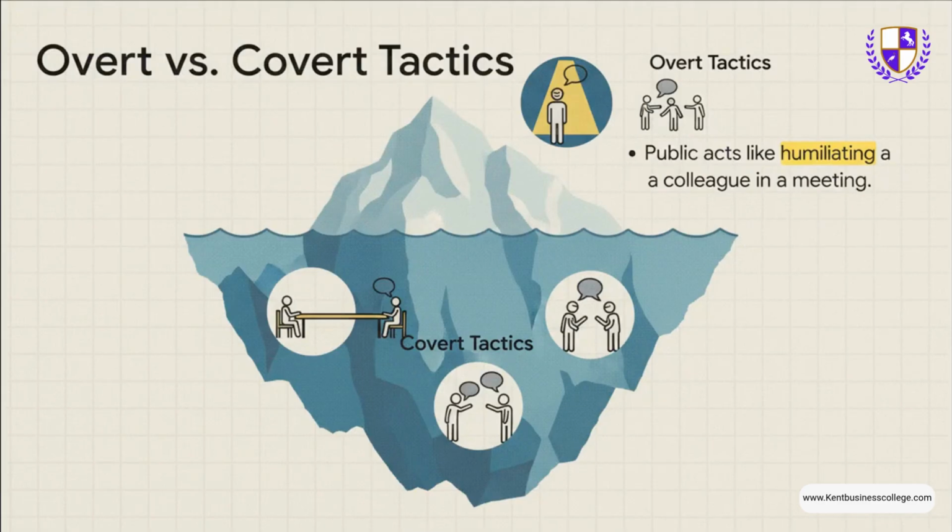We can also break this down into overt versus covert tactics. An overt act is public. It's designed to be seen, like humiliating a colleague right in the middle of a team meeting. A covert act, though, is hidden. It gives the bully plausible deniability. Think about constantly being left out of team chats or after-work plans. You feel it, but it's really hard to prove it's intentional.